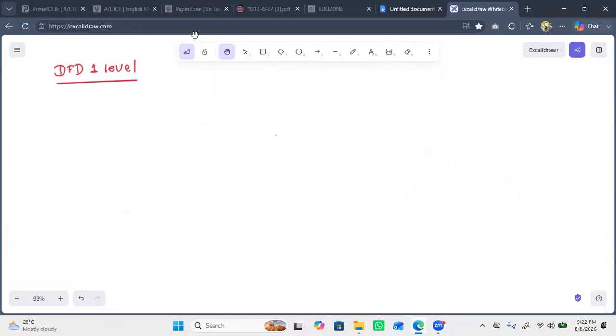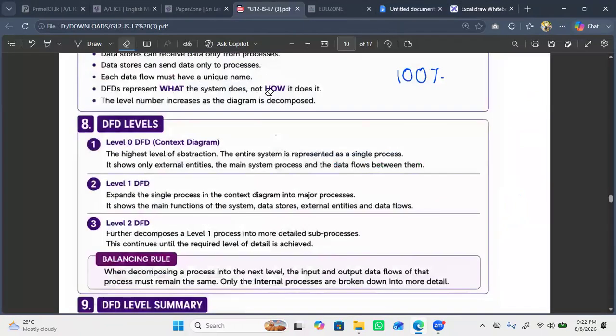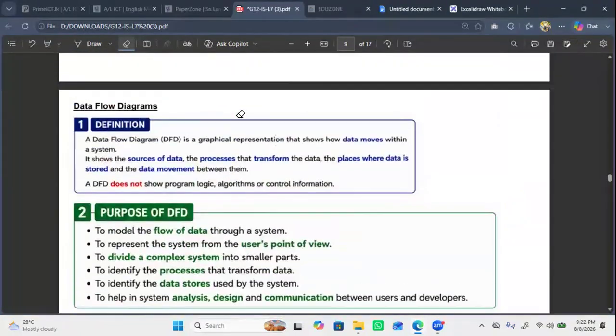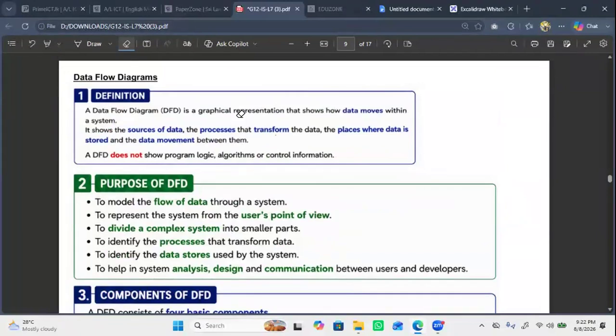There are several shapes that you need to remember when you're dealing with this. These are the shapes. In this note, I'll show you. First of all, let's start from the top. The data flow diagram definition is, it's a graphical representation that shows how the data is moving in the system.